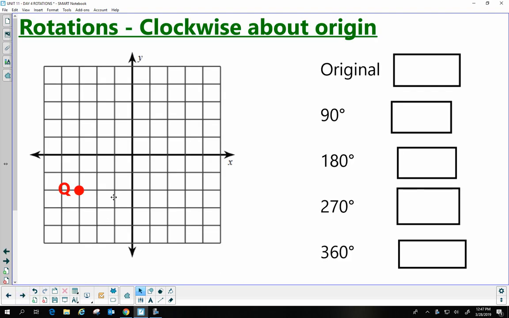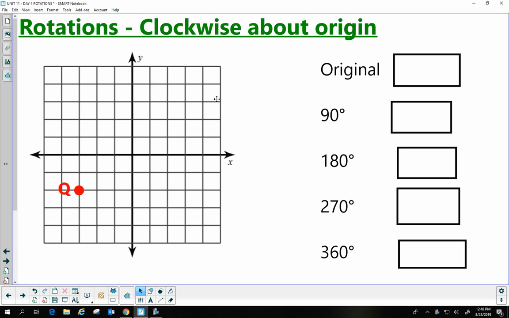So I want to rotate my point Q in my coordinate plane several different ways. The ways that we're going to rotate are 90 degrees, 180 degrees, 270 degrees, and we'll talk about what it means to rotate 360. You might be asked to rotate clockwise or counterclockwise. Clockwise would be in the way the clock goes, around to the right.